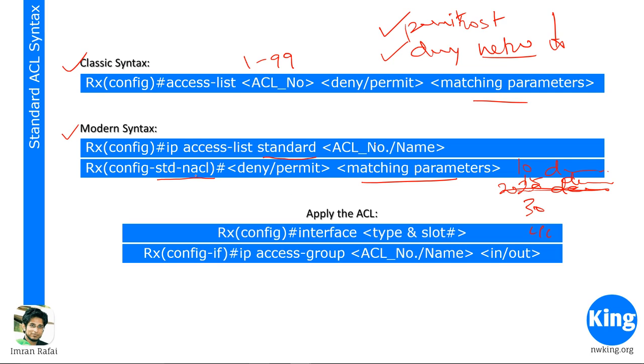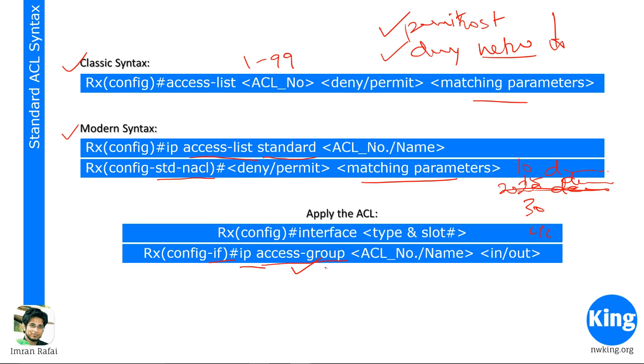So once we create an access list using either of these ways, either the classic way or the modern way, you have to apply this ACL. Now how do you apply that? You go into the interface, just like normal, interface F0/0, whatever, go into the interface subcommand and type this keyword: ip access-group. Remember this access-group, this is the access list. So access-group is the keyword used to apply this to the interface.